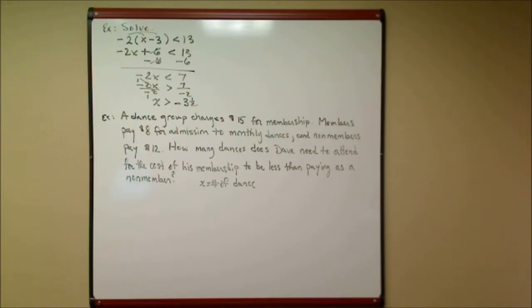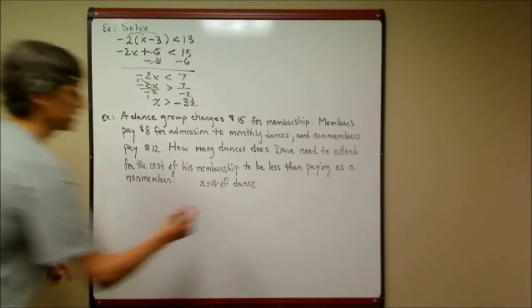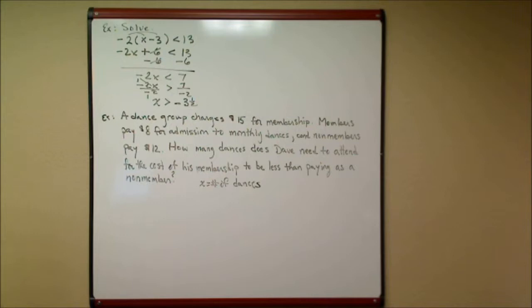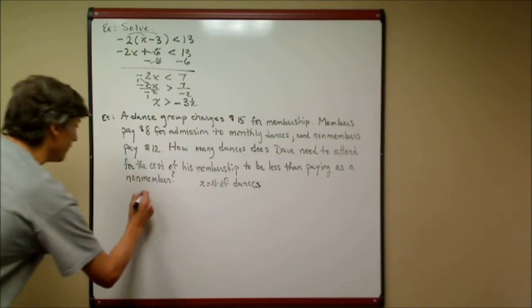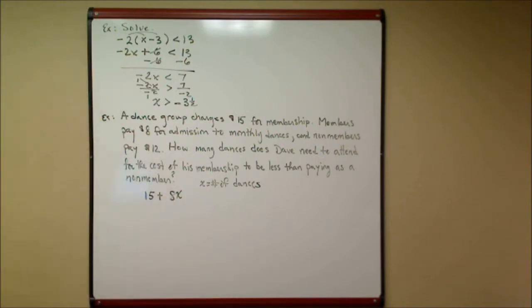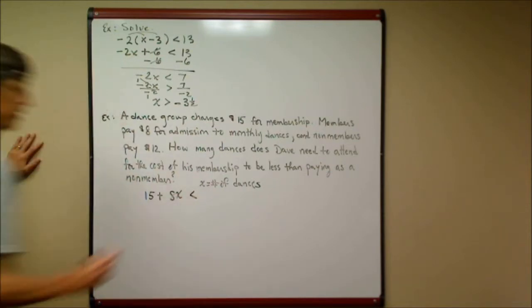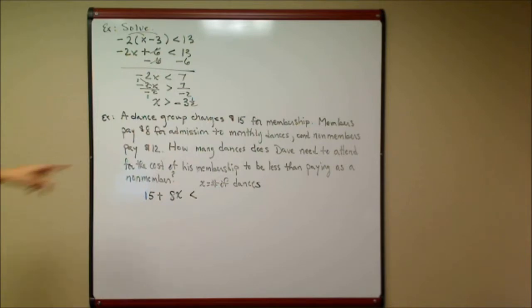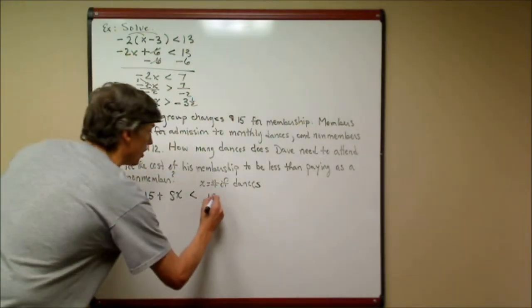The last example is a story problem. A dance group charges $15 for membership. Members pay $8 for admission to monthly dances, and non-members pay $12. So how many dances does Dave need to attend for the cost of his membership to be less than paying as a non-member? So I went ahead and let x represent the number of dances. Now, if Dave is a member, he has to pay $15 up front and $8 a dance, so that would be 8 times x. We want to know what this has to be so he's paying less than a non-member. A non-member pays $12 per dance, so that would be 12x.